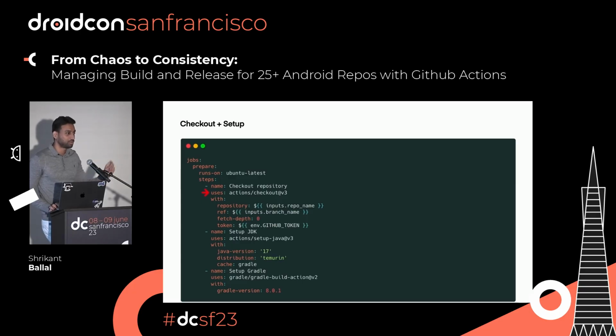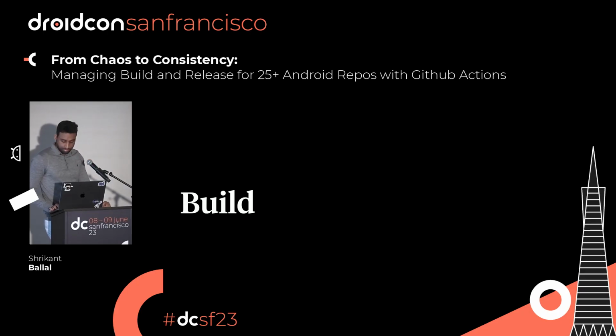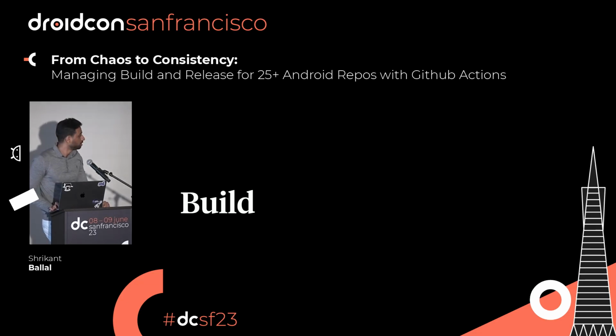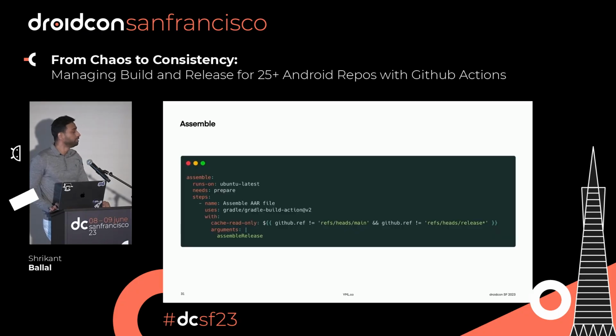In the marketplace there are also verified badges. While checking out, I'm doing a full clone, not a shallow clone, using fetch-depth equal to 0. The next steps are set up JDK and set up Gradle. Once I've done the setup, the next is build.